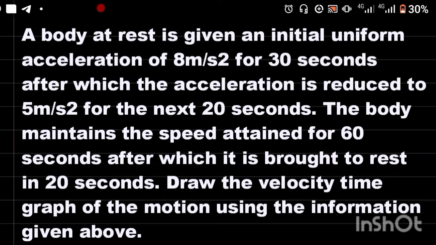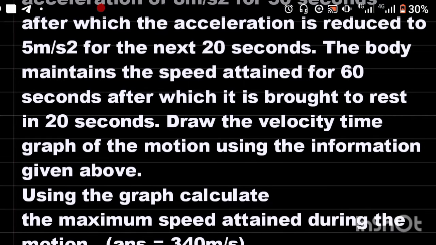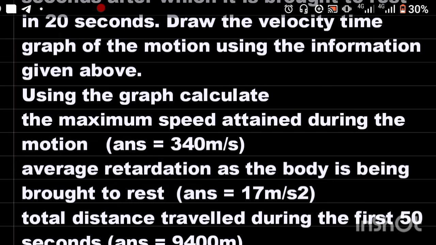A body at rest is given an initial uniform acceleration of 8 meters per second square for 30 seconds, after which the acceleration is reduced to 5 meters per second square for the next 20 seconds. The body maintains the speed attained for 60 seconds, after which it is brought to rest in 20 seconds. Question number 1. Draw the velocity time graph of the motion using the information given above. Using the graph, calculate the maximum speed attained during the motion.